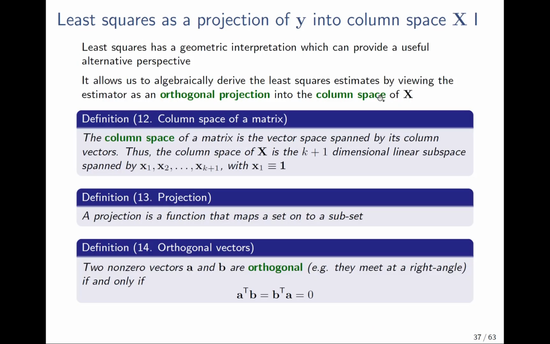Okay, we're going to talk about a projection into column space, and a projection mathematically is simply a function that maps a set onto a subset. Our projection is orthogonal, and most of you will know what orthogonal means, but when we're talking about vectors, two non-zero vectors A and B are said to be orthogonal, that is, they meet at right angles, if and only if this condition holds: the transpose of A times B is equal to the transpose of B times A, which is equal to 0. So for two orthogonal vectors, the inner product of those vectors will equal 0.